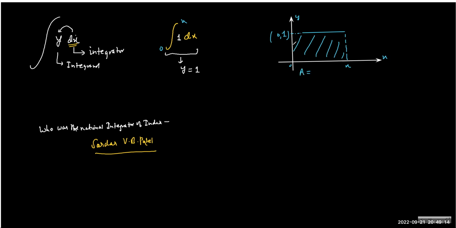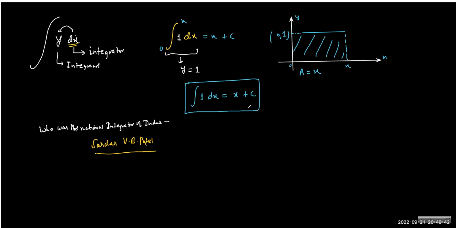1 into x is x. Therefore, the integration of dx will give you x plus some number. We write it c, we'll come to that. So this is the difficult part for most of us. When I write only dx, inherently 1 is present, and therefore 1 dx will give you x. And why we write plus c, I'll come to that later on.